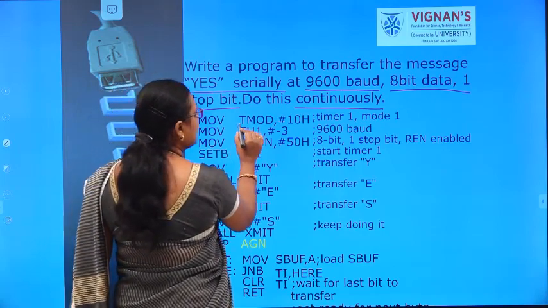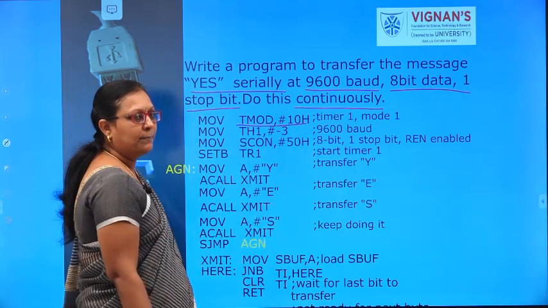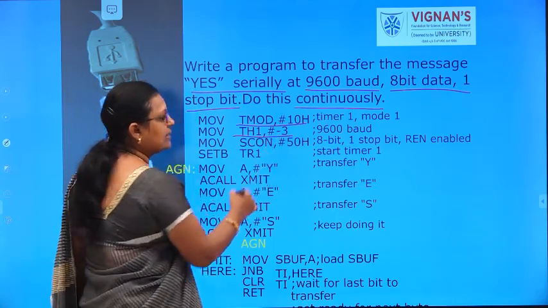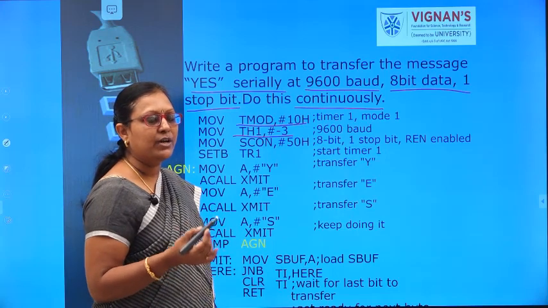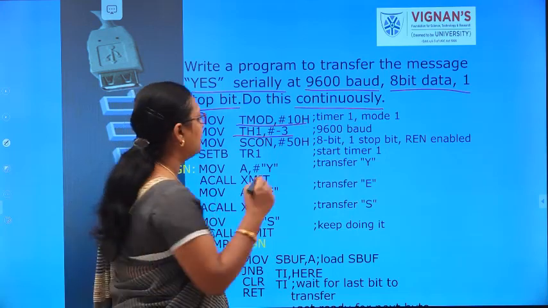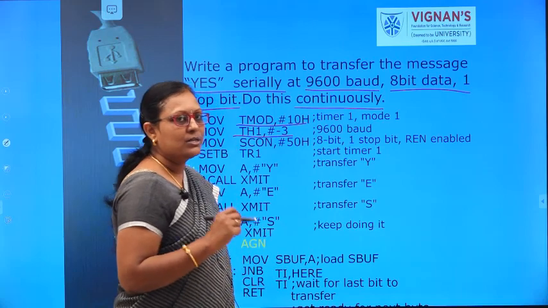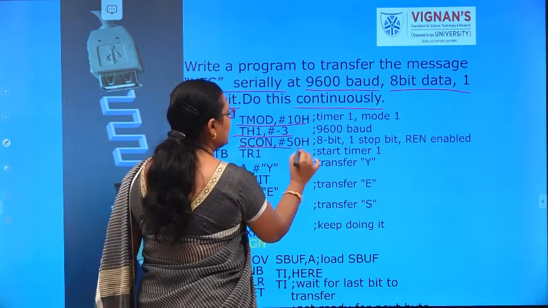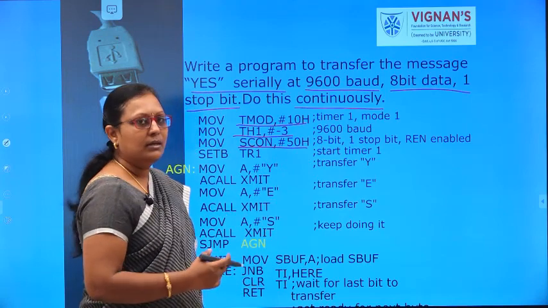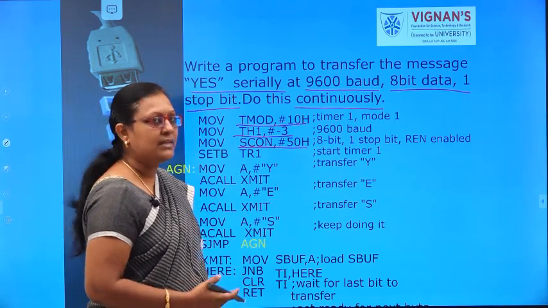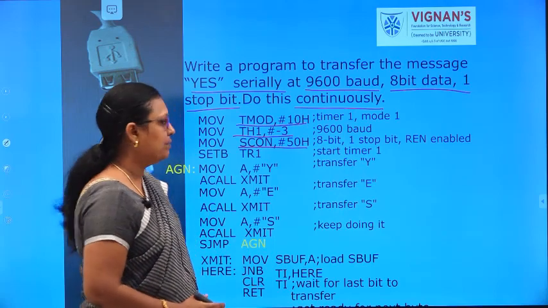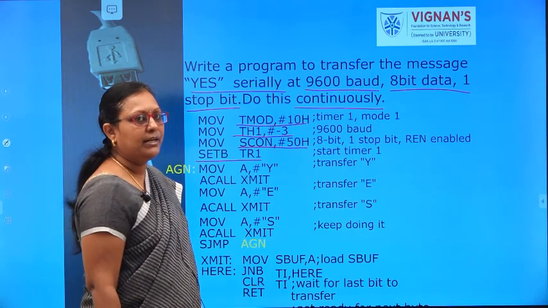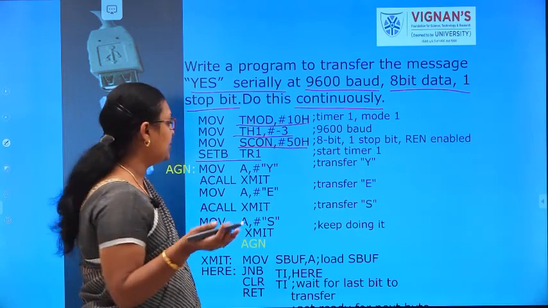You have initialized the TMOD register with mode 1 and loaded #-3, which gives you the value for 9600, the baud rate given here. This is loaded into TH1, and you have initialized the SCON register with REN, the receive enable bit, and 8-bit data with one stop bit. With the instruction SETB TR1, your timer has been started.